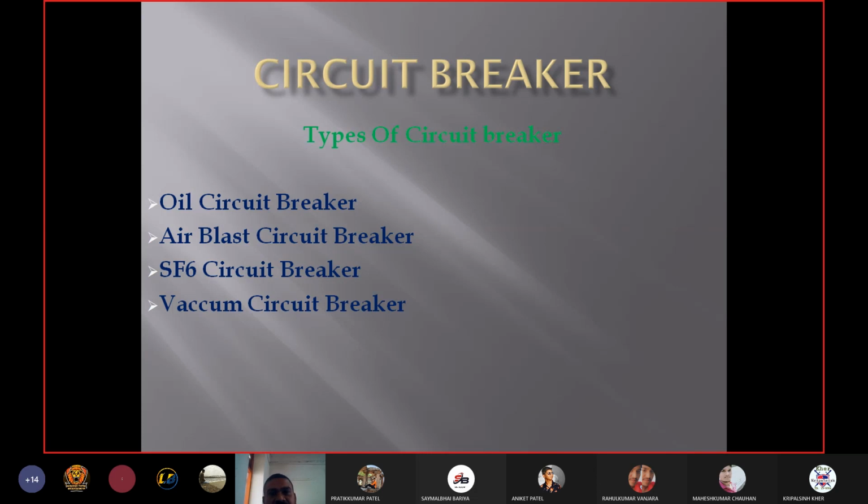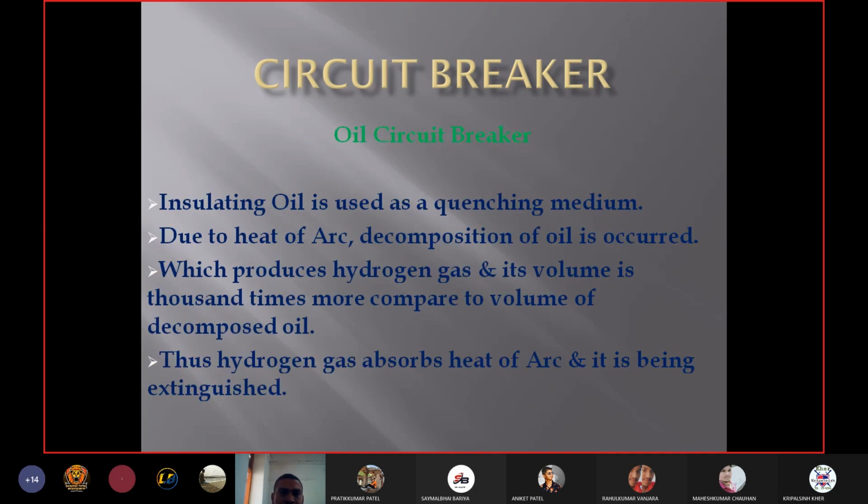Now next are the different types of circuit breakers which we are going to study in this subject of switchgear and protection. Mainly we are going to study the oil circuit breaker, air brake and air blast circuit breaker, aseptic circuit breaker, and vacuum circuit breaker. These are the main circuit breakers which we are going to study in the circuit interrupting devices in the subject of switchgear and protection. In the next lecture we will discuss the oil circuit breaker.